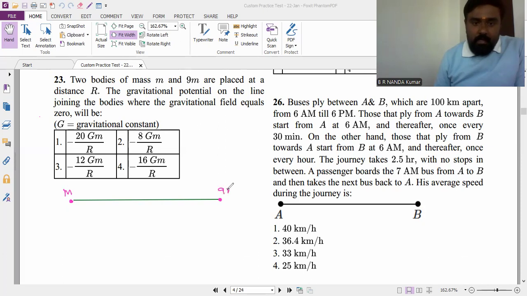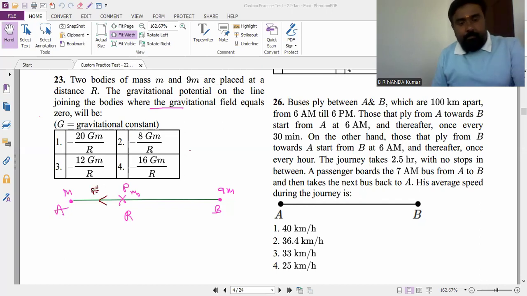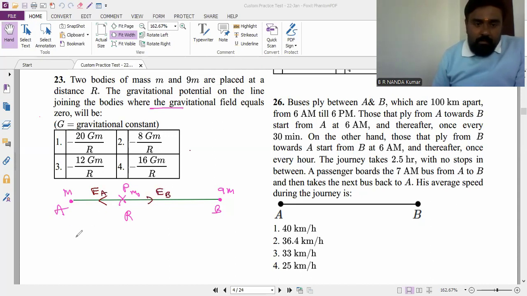Two bodies of mass m and 9m are placed at distance capital R. Find the gravitational potential on the line joining the two bodies where the gravitational field is zero. Let us consider observation point P here. A unit mass m naught is placed at P. Due to m at A, this is EA, and due to 9m at B, this is EB. So EA is equal to EB.